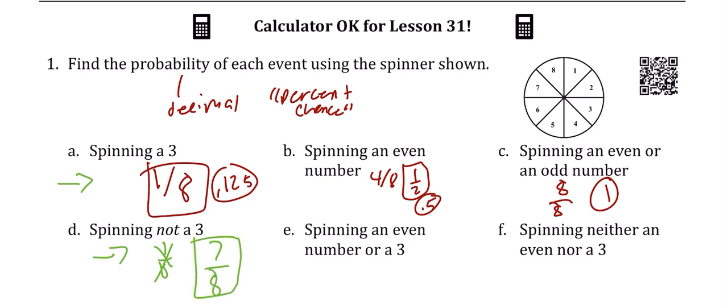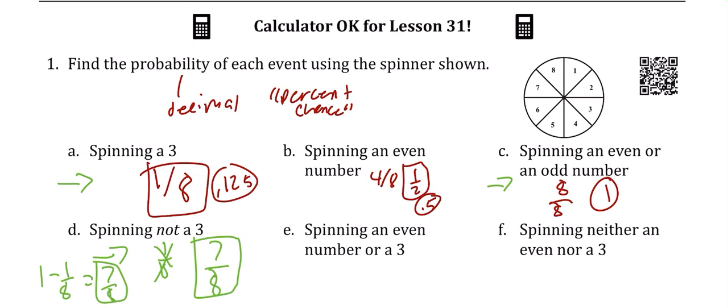Everything besides the 1/8. Another way to think about this is to say 1 minus 1/8, because 1 is the total possible outcome. So like part C covered every possible outcome, even and odd numbers, and we got an answer of 1. And so part D would be like 1 minus 1/8 equals 7/8.